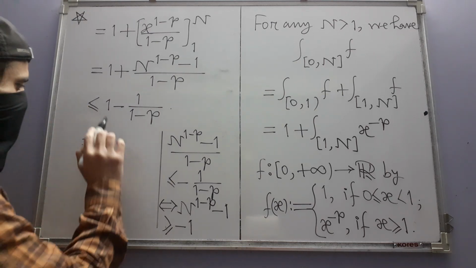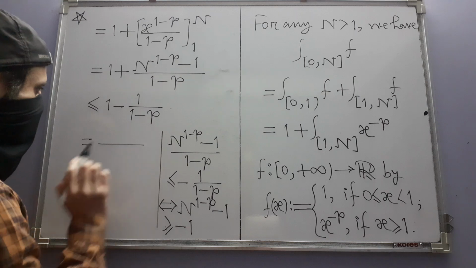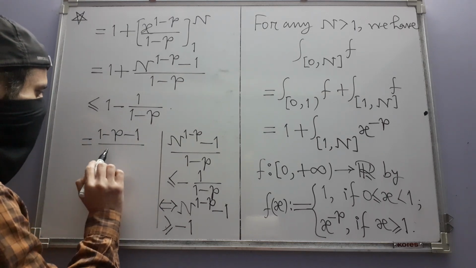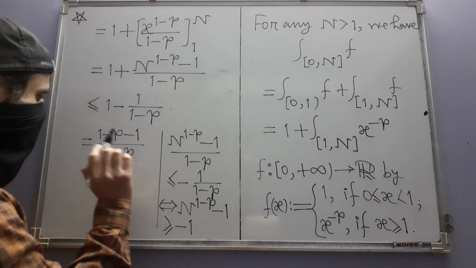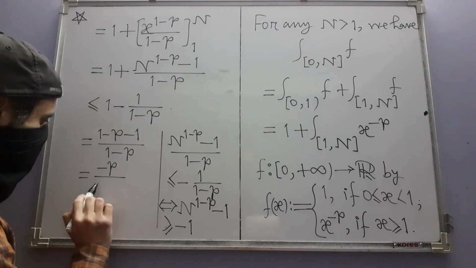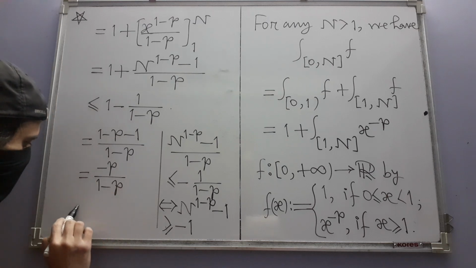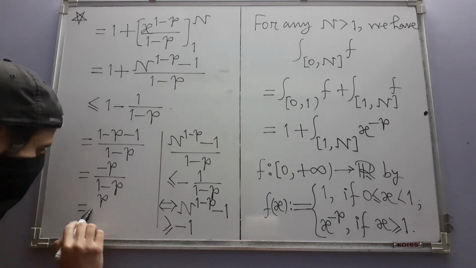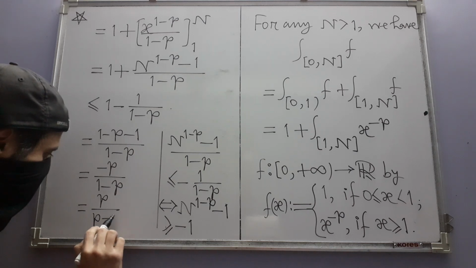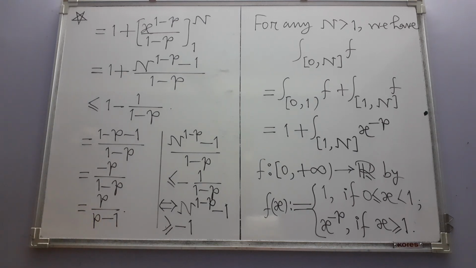Now, on further manipulation, what are you going to get? 1 minus p minus 1 divided by 1 minus p. So minus p divided by 1 minus p, or if you adjust the minus sign with the denominator, you get this.